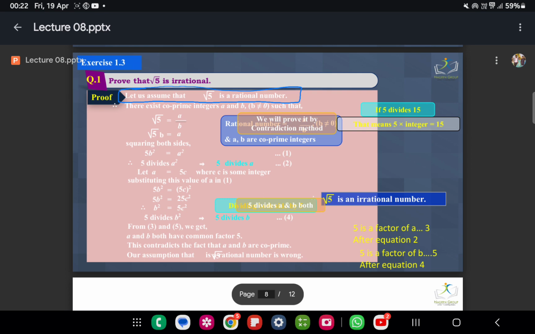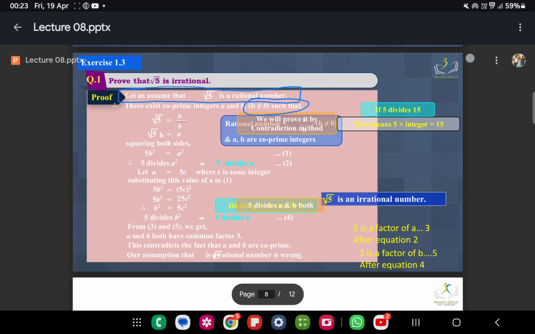There exist co-prime integers a and b, where b is not equal to 0. It means that root 5 will have co-prime integers like a and b, or p and q, whatever alphabets you can take. Particularly a and b is the easiest one. Instead of a and b we can take p and q also.